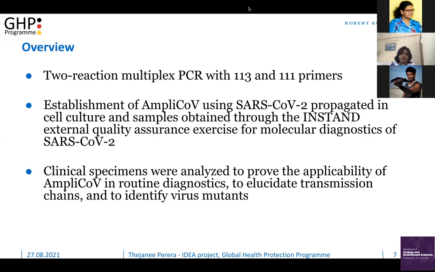If I quickly go to the overview of this research, they have used two-reaction multiplex PCRs, two primer pools with 113 and 111 primers, and they have established the AMPLICOV PCR assay using SARS coronavirus 2 propagated cell cultures, and also samples obtained from an external quality assurance exercise, which they call INSTAND. So they did the establishment with those samples, and then they analyzed clinical specimens to prove the applicability of this assay in routine diagnostic settings.